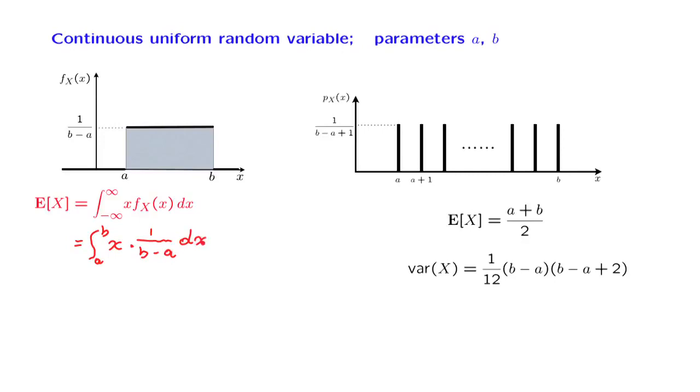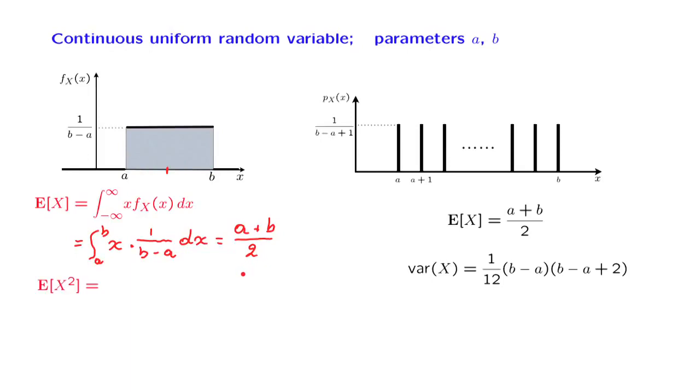We can carry out this integration and find an answer equal to a plus b over 2, which interestingly also happens to be the same as in the discrete case. In fact, we could find this answer without having to run this integration. We could just recognize that this PDF is symmetric around the midpoint of the interval, and the midpoint is a plus b over 2.